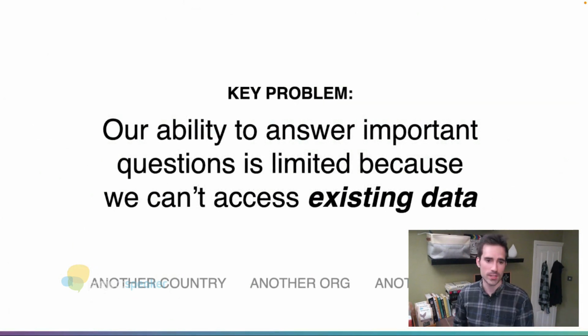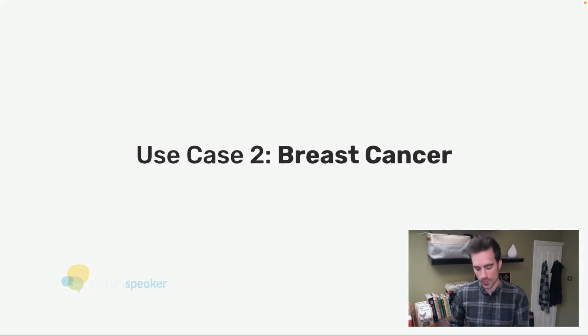And this brings us back to our key problem, right? That our ability to answer important questions is limited because we can't access existing data. In this case, even very close allies don't necessarily know and can't get to the bottom of what these trade discrepancies are really all about.